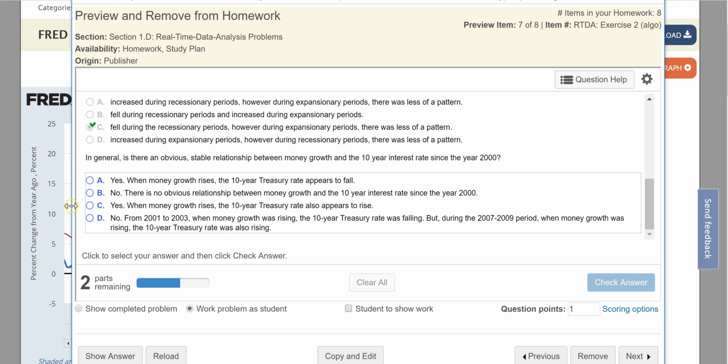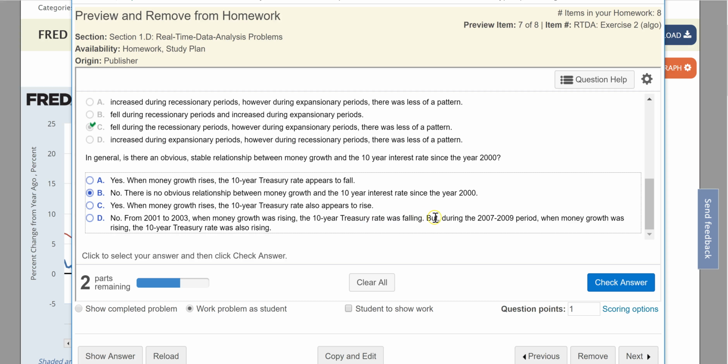I tend to choose this one, even though my econ lab may mark the answer otherwise. But now let me use this one, because I know that my econ lab probably chooses A. And C, yes, when money growth rises, the 10-year treasury rate also appears to rise. That obviously is wrong, because during the recessionary periods, as we just saw, that's just the opposite. D, no, from 2001 to 2003, when money growth was rising, the 10-year treasury rate was falling.